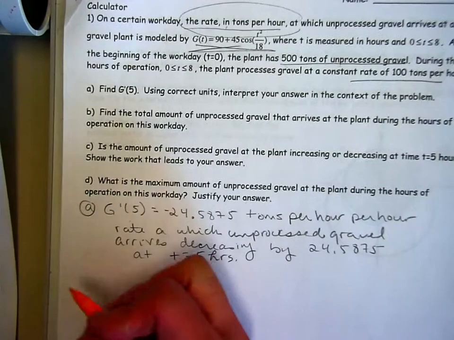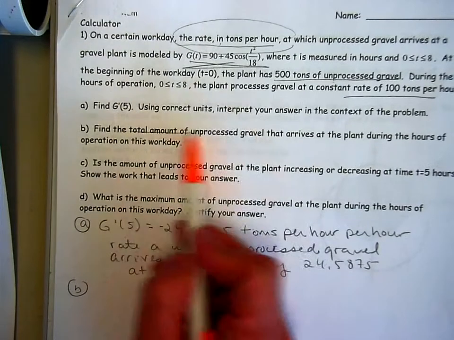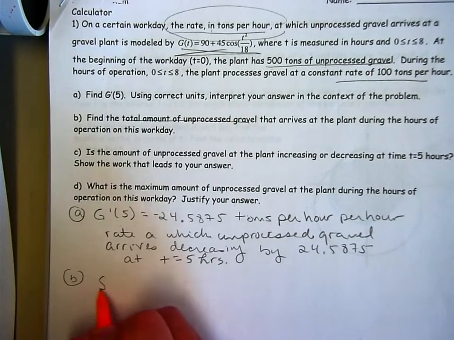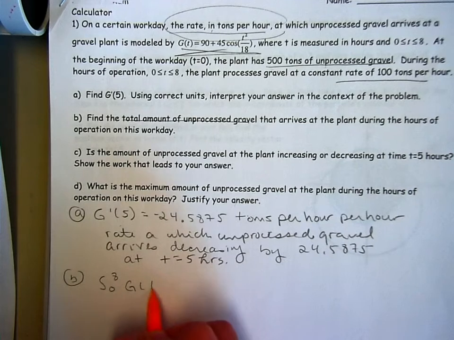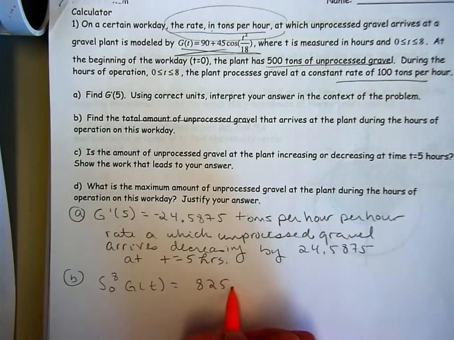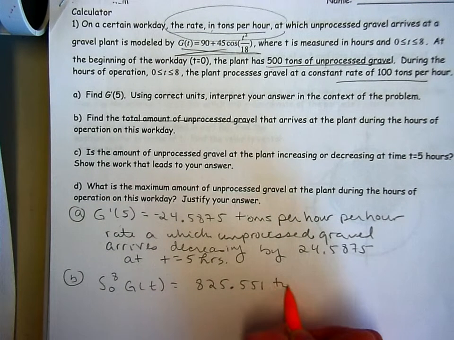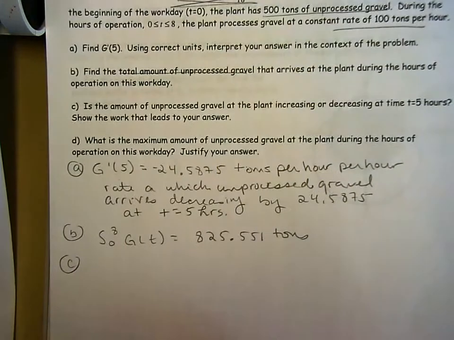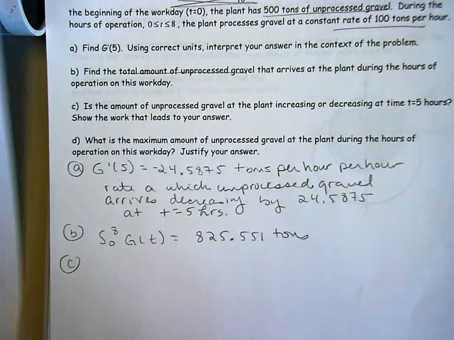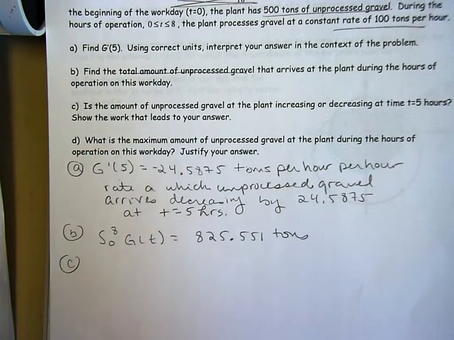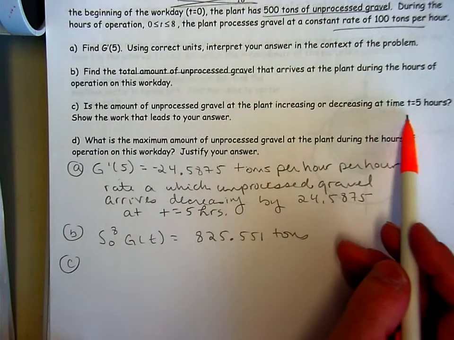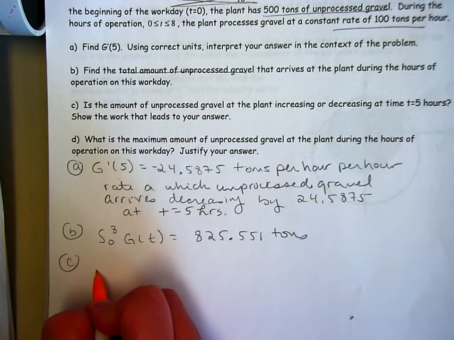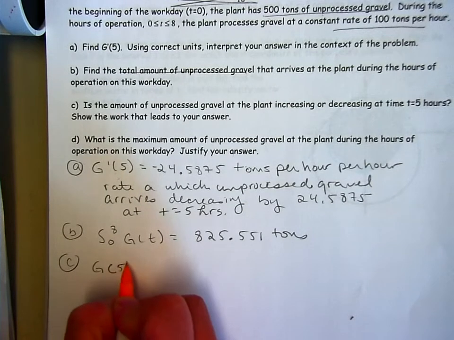Okay, part B, find the total amount of unprocessed gravel. So if I want the total amount, I'm going to integrate that rate from 0 to 8. Use my calculator, I get 825.551 tons. Okay, part C, is the amount of unprocessed gravel increasing or decreasing at t equals 5? So the amount of unprocessed gravel would be G of 5.